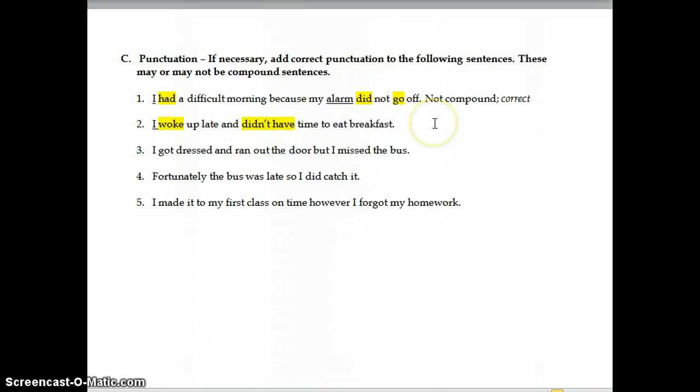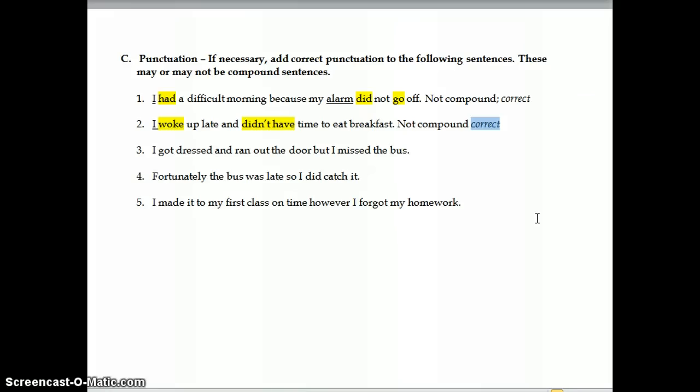And what subject goes with that? Who didn't have time to eat breakfast? I. So the same subject, I, goes with both of those verbs. So this is actually not a compound sentence either. Remember that a compound sentence has to have two independent clauses, and this is actually just a simple sentence. It has more than one verb, however, it does not have more than one subject, and a compound sentence would need two distinct independent clauses. So this one is actually correct. It does not need any additional punctuation.